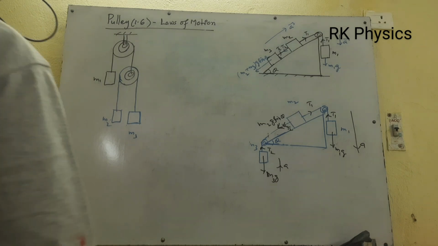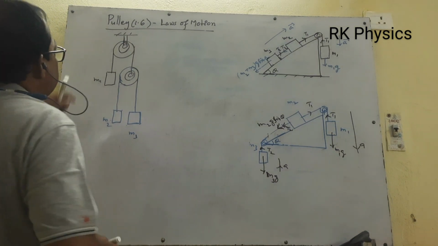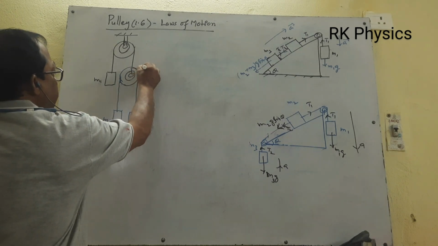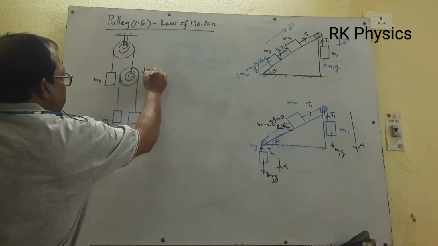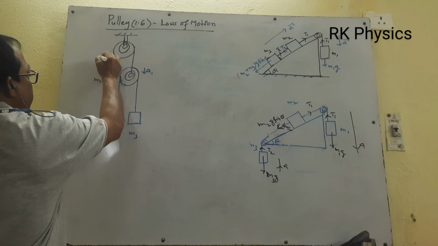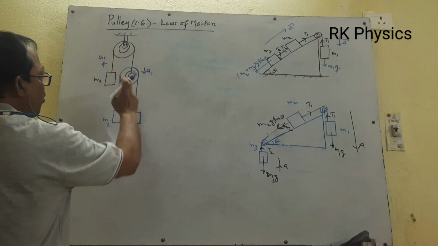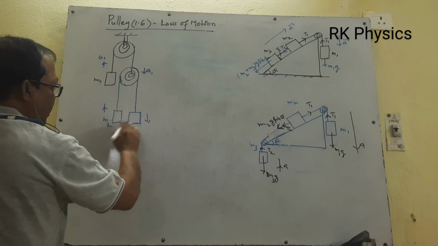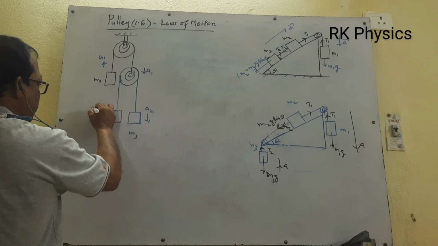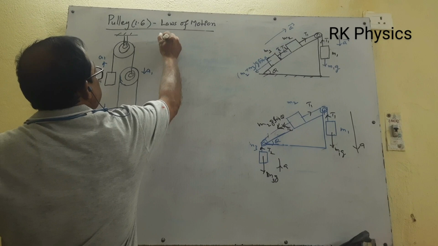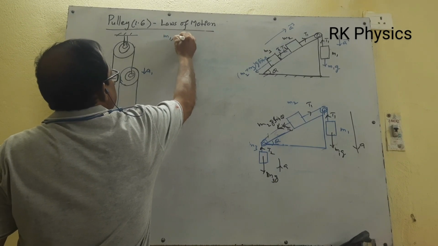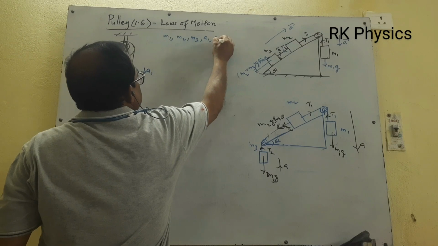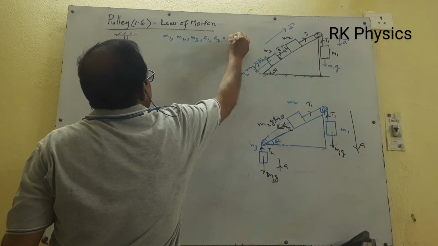Now let us come to the last figure. Now this pulley is fixed, this pulley is movable. Suppose this pulley is moving with the acceleration a1. This m1 is moving with the acceleration a1. Within this pulley, m3 and m2 are moving like that with the acceleration a2. Suppose you assume m1, m2, m3, a1 and a2 all are given.